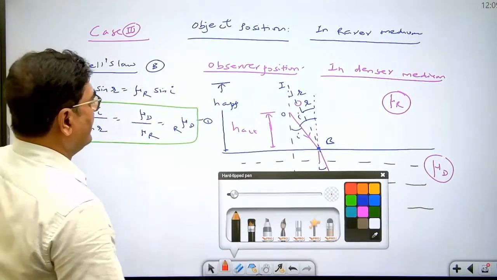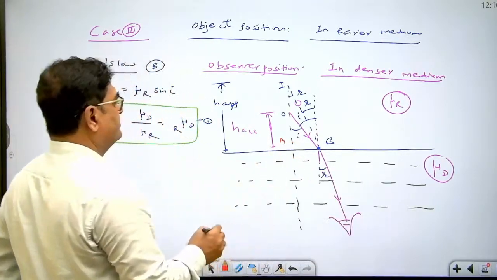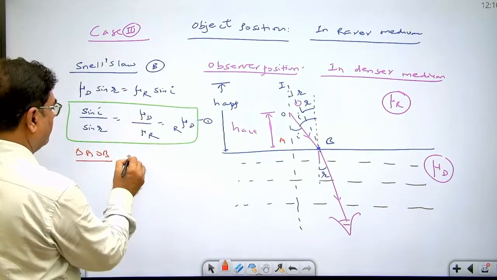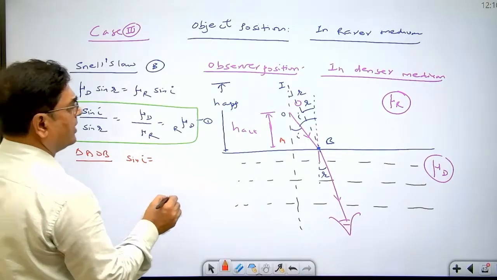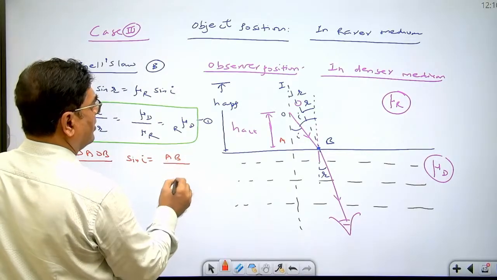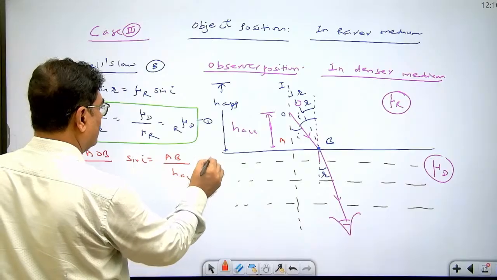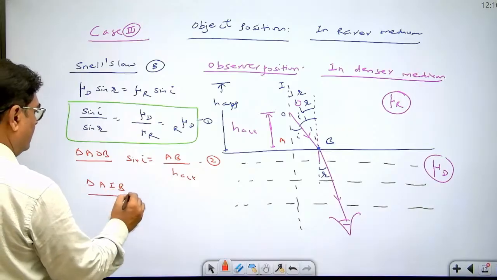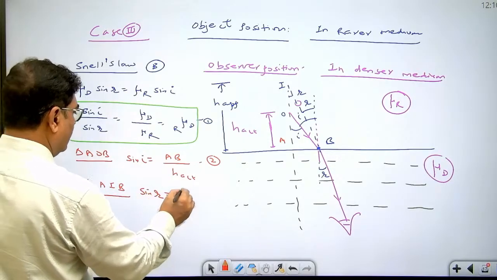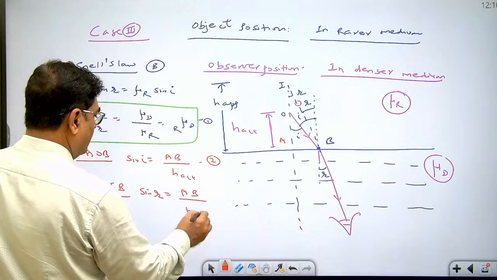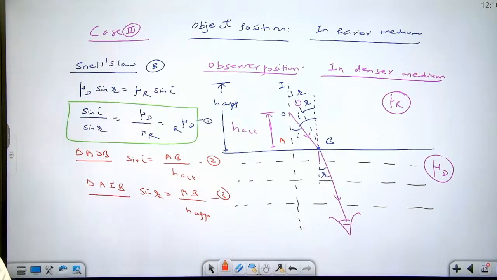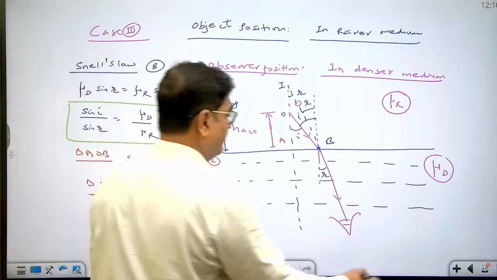Now, in triangle AOB, sin I equal to AB upon H actual. In triangle AIB, sin R equal to AB upon H apparent. Divide equation 2 with equation 3, we get sin I upon sin R equal to H apparent upon H actual. Okay, so now you will see.